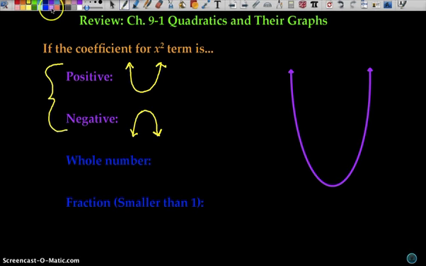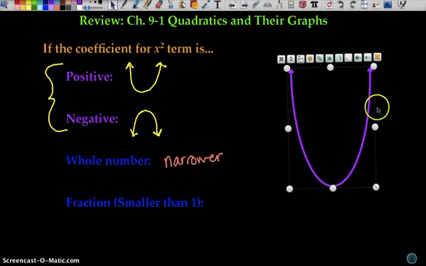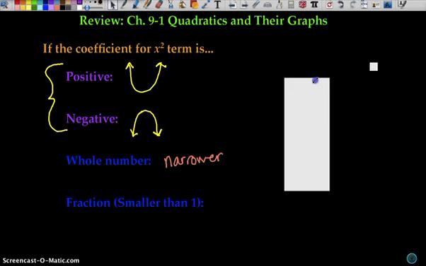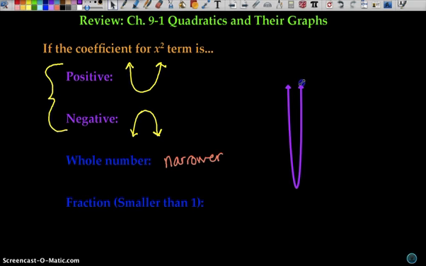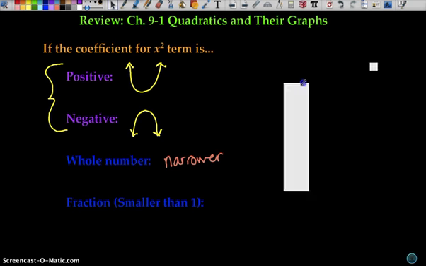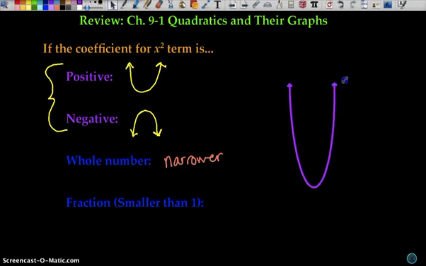Now when we go to the next set, we have whole number. Remember that makes it narrower. So where we're used to seeing maybe something like this over here, it would instead shrink a little and become something very narrow, like this. So you may want to draw this picture next to the whole number description.